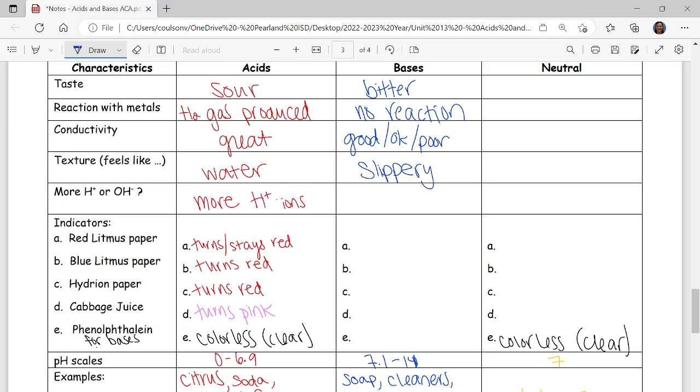Maybe this is how we get y'all to wash your hands. Oh, I don't know what soap feels like, and then we practice. Yes. We're not going to answer that right now. We could, but we won't.